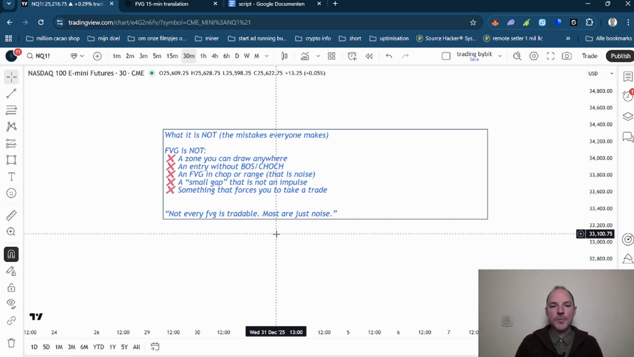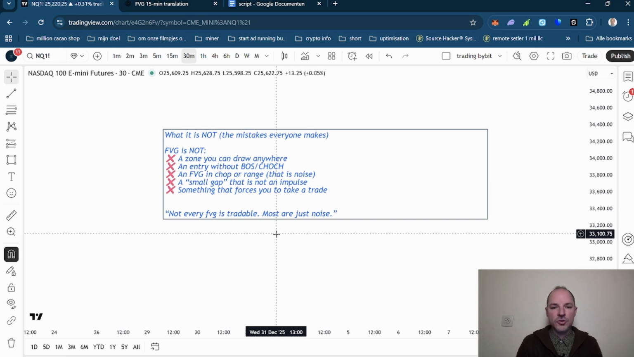What I see happen so many times is that people don't see the difference between a fair value gap that can be used and a fair value gap that cannot be used. So I'll explain. Fair value gaps are not a zone you can draw everywhere. Not every fair value gap holds any value. I'll explain later too. An entry without a break of structure or a change of character is not valid. You need one of those two, and then we need to create a fair value gap out of it. That's how we know it's a good fair value gap.